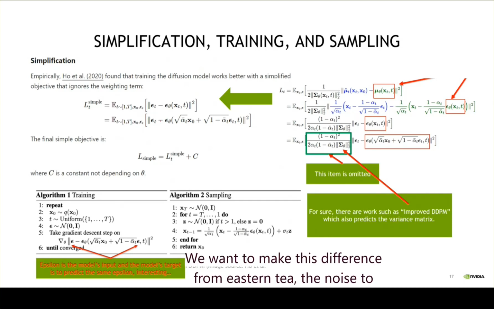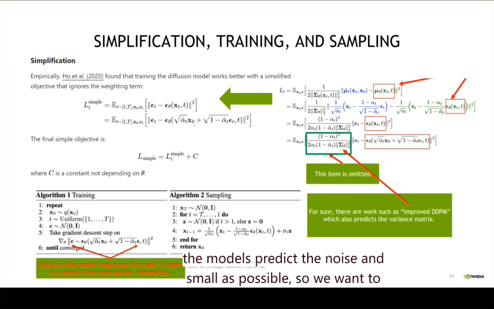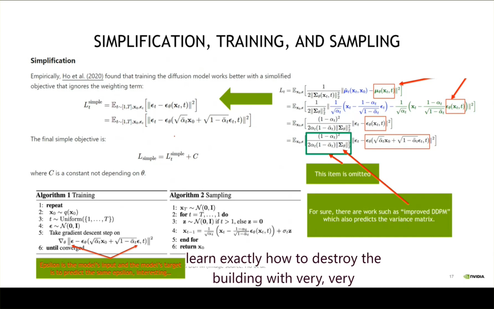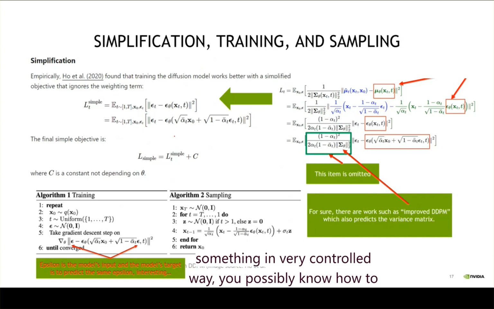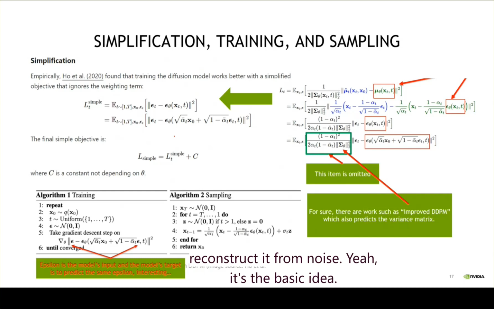We want to make the difference between epsilon t, the noise, and the model's predicted noise as small as possible. So we want to learn exactly how to destroy the building with very, very specific precision, right? If you know how to destroy something in a very controlled way, you possibly know how to reconstruct it from noise. Yeah, it's the basic idea.